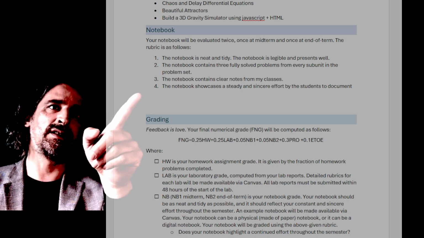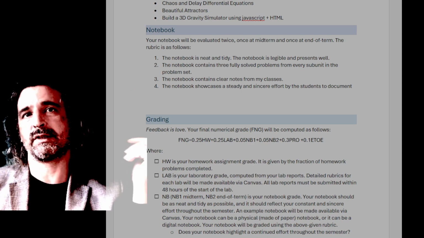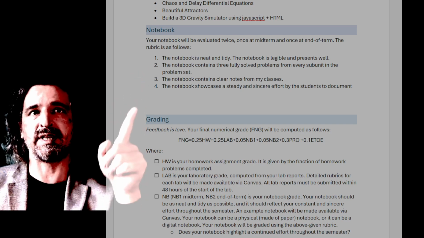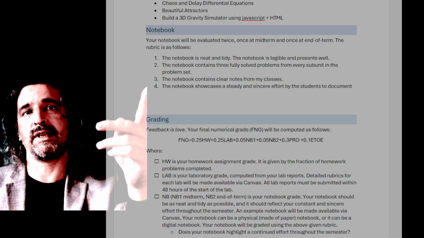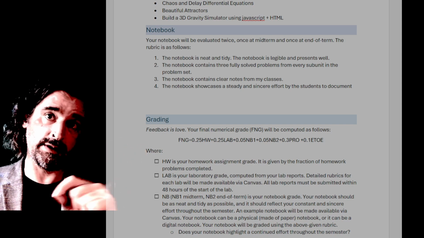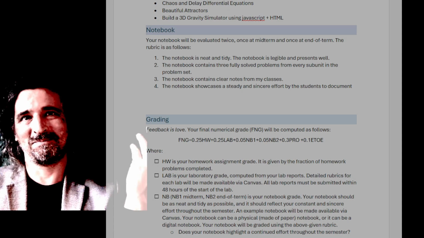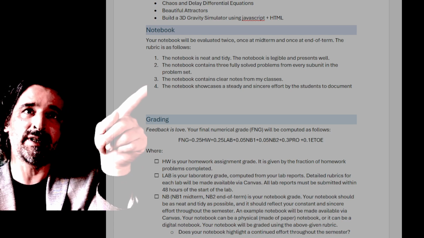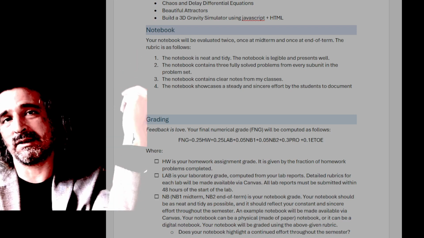Steady, sincere effort by the student to document their progress. It's an incomplete sentence. So there are 4 items in the rubric. Steady means from beginning to end, non-stop. Sincere means you didn't go to ChatGPT at the end of the semester and do this in a few pages and then chuck it in. Yes, then I'm gonna catch you and you lose that 25%, and then maybe you get that 75.